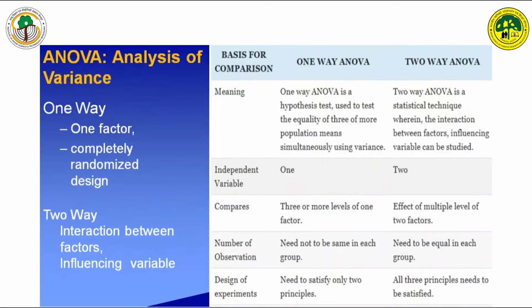Whereas in the analysis of variance, the variance is actually used as the error. There are two kinds of analysis, one way and two way. One way is one factor with a completely randomized design. Randomized means you should not go for bias. It should be unbiased, so you randomly select the data and obtain results with respect to the hypothesis test, used to test the equality of three or more population means simultaneously using the variance. That is the one way.